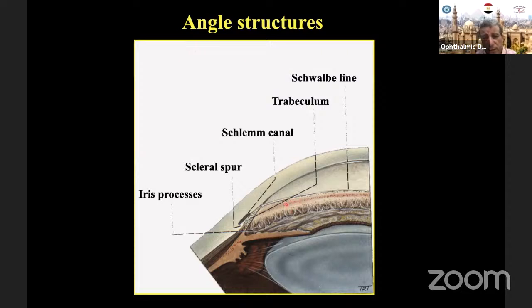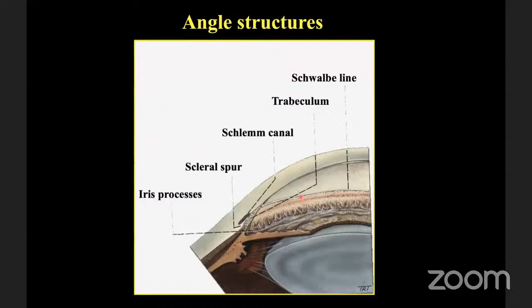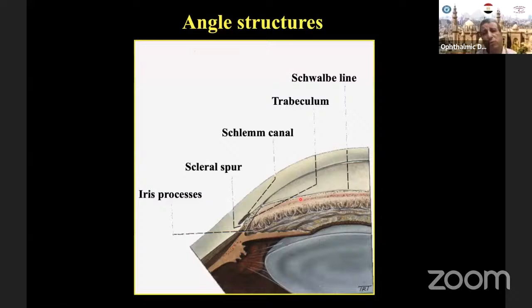Here is the trabecular meshwork, this little pink line anterior to the scleral spur and posterior to the Schwalbe's line. This is called the trabecular meshwork or the trabeculum, through which the conventional route of the aqueous goes.